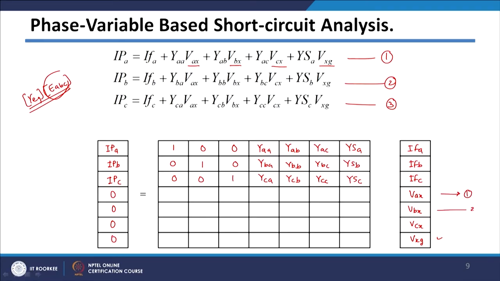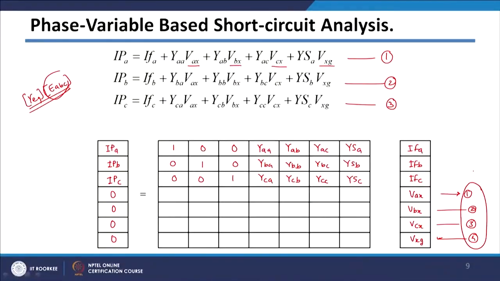1, 2, 3 and 4 we can get from a particular fault, because as I told you these variables VAX, VBX, VCX and VXG, we have created in that equivalent circuit to create different types of faults. So, for different types of fault these variables will change, and these variables will basically give different types of faults. Let us say you are considering an LG fault in this circuit. So we can get these 4 equations for the LG fault like this.